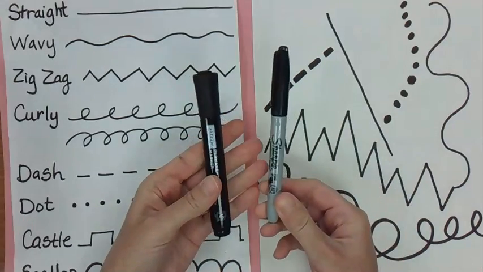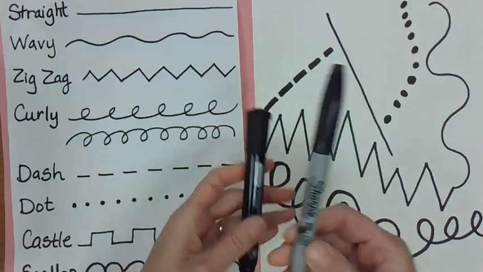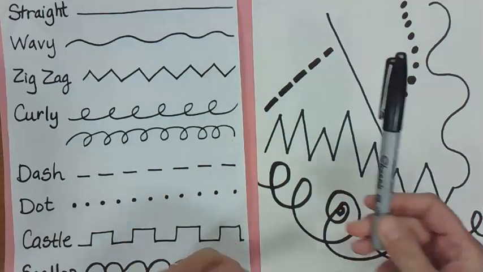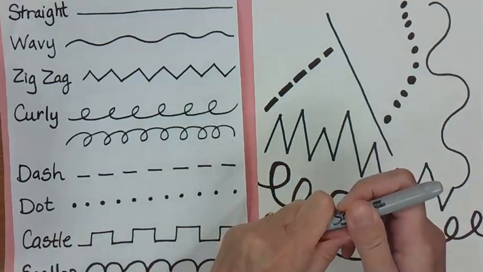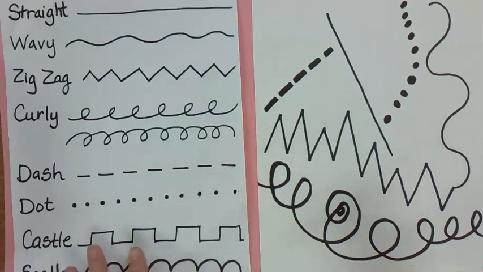Now you get to choose. Do you want the skinny one or the thick one? Make sure you go back and forth as you fill up your space with lines.